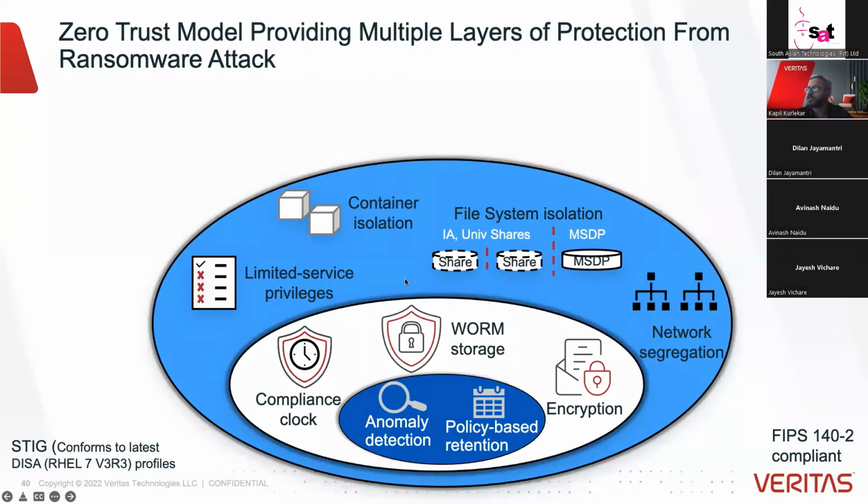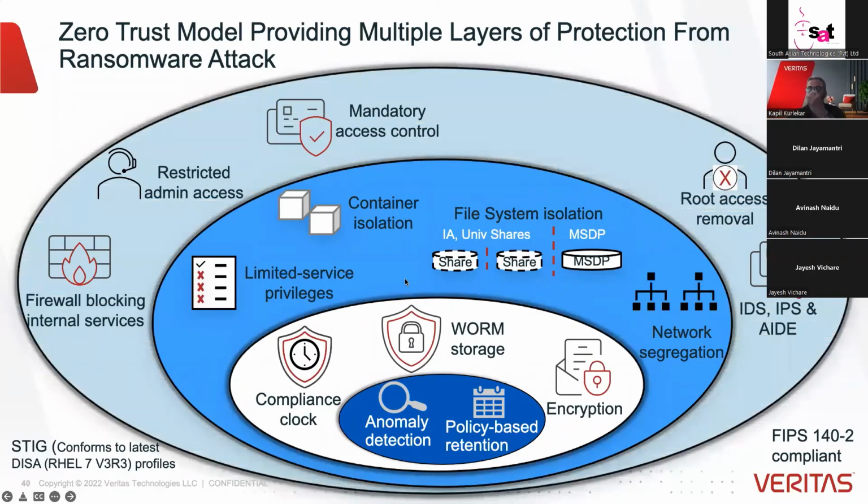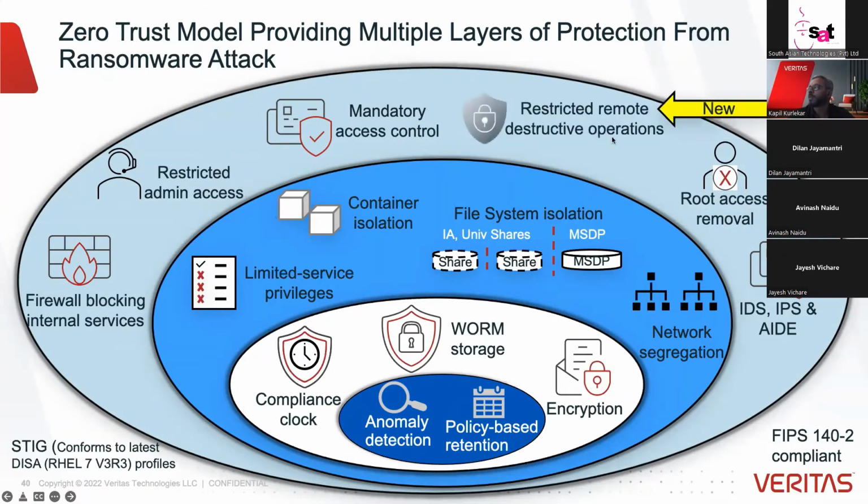Now all this, in conjunction with limited service privileges, container isolation, file system isolation, and network segregation, reduces your attack surface. Along with that, you also have firewall blocking internal services, restricted admin access, and mandatory access control. Root access removal is something that you can do. The IDS IPS we just saw in the previous slide as well, and the new one is restricted remote destructive operations. With all of these capabilities, we are achieving the zero trust model for providing multiple layers of protection from ransomware attack.